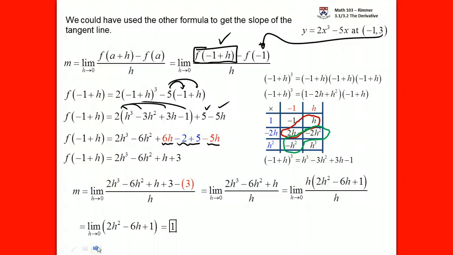Okay. Questions on doing the problem this way? And I want you to get used to doing it this way. Not that the other way doesn't work. It's just usually it ends up something more difficult algebraically. All right.